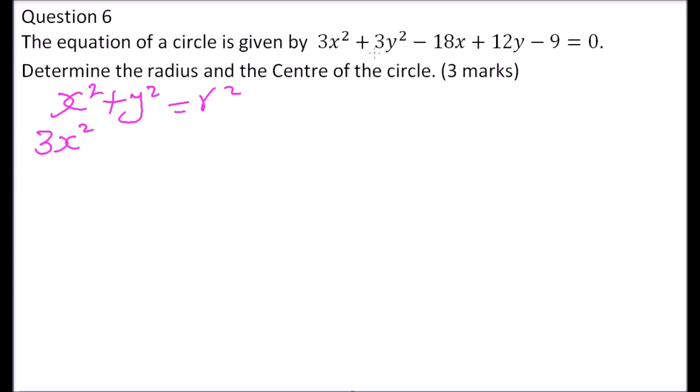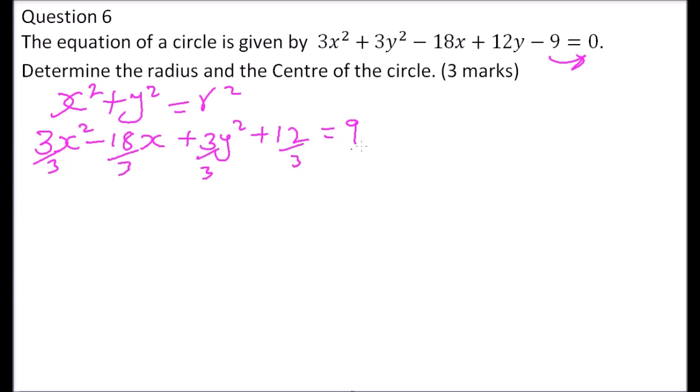We rearrange our equation so that we have 3x squared minus 18x plus 3y squared, and then we have plus 12y is equals to 9. We take 9 to the other side, it becomes positive. Let's divide throughout by 3 so that we simplify our equation. So our equation now is x squared minus, this is 6x.